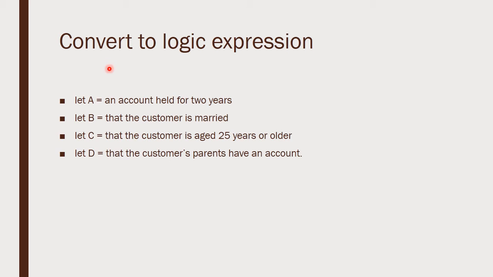So the first thing that we need to do is convert the requirement to a logic expression. We can use alphabets to represent different situations. There are 4 situations here: account holder for 2 years, customer married, 25 years or older, and the customer's parents have an account. I will represent them using A, B, C, D to make everything very simple.